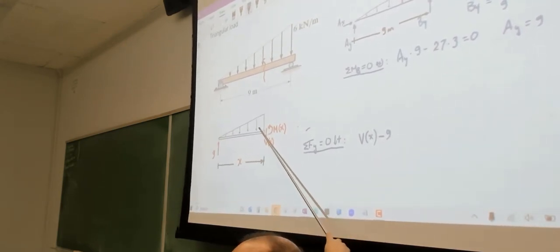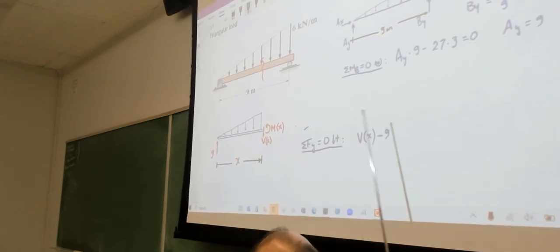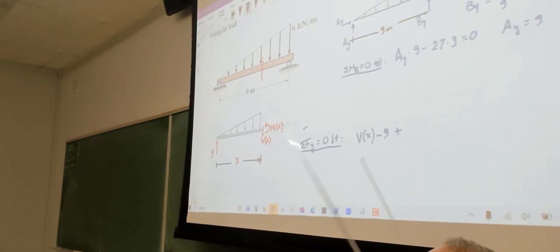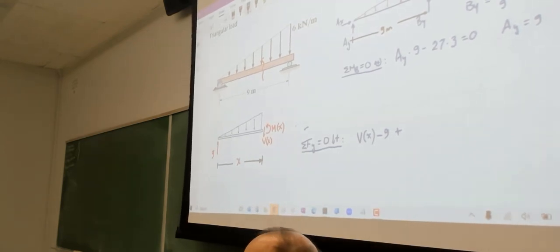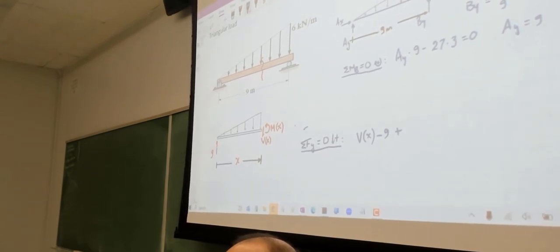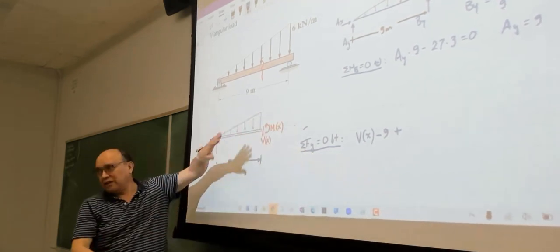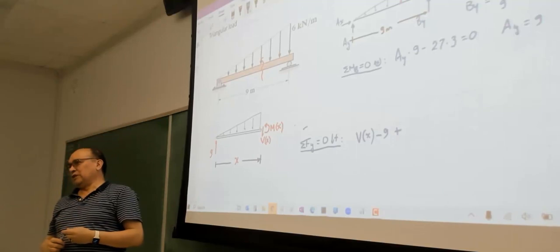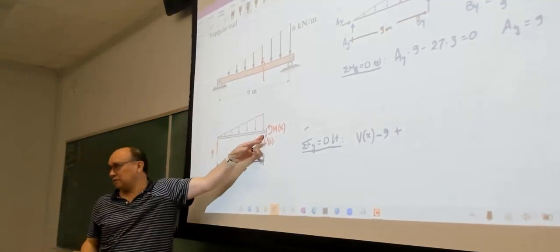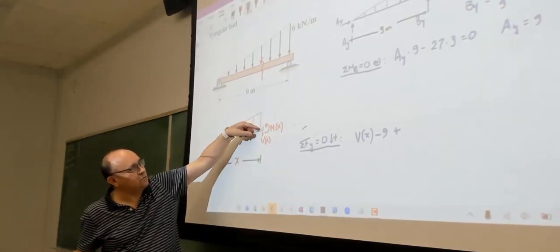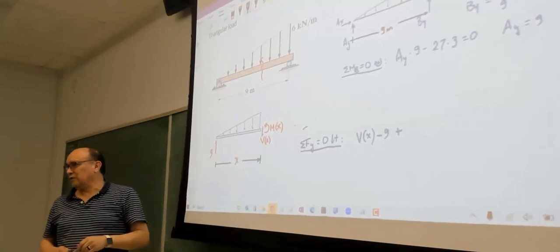This load, right? This load, I have to put it here going down, so it's going to be positive. But how do I put this load in this equation? I have to calculate this load, right? It's the area of the triangle. It's 1/2 of this and this, right? So 1/2 of x times this. And what is this intensity of the load here?